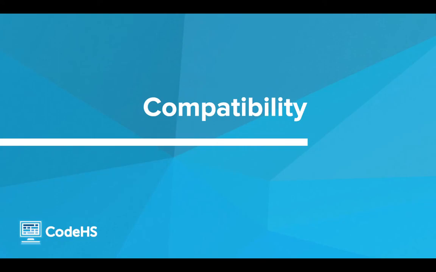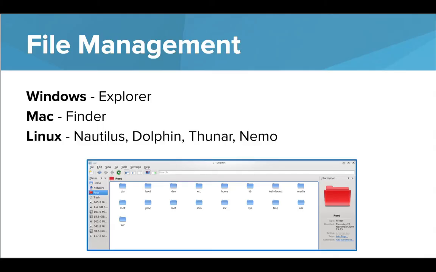Hi, in this video, we'll take a look at the different file types and ways that operating systems store, manage, and open files. Each operating system has its own way of storing and viewing files. A file manager is a program that allows you to view, open, move, and rename files. Each program works a bit differently. The one shown here is an example of Dolphin for Linux.